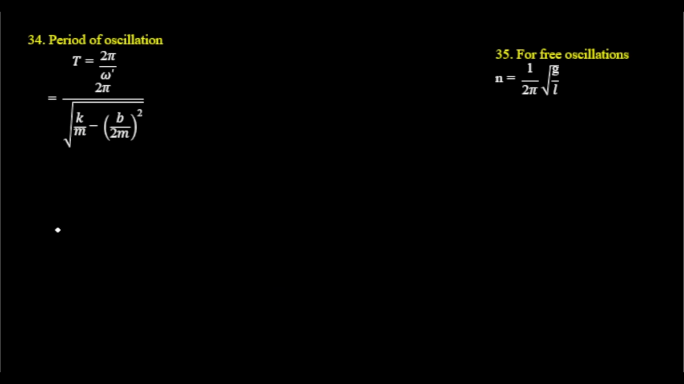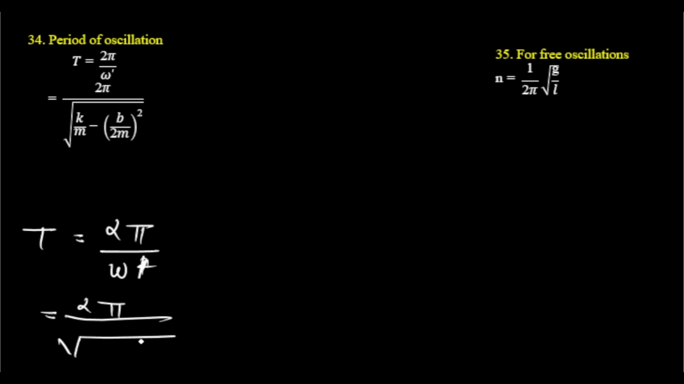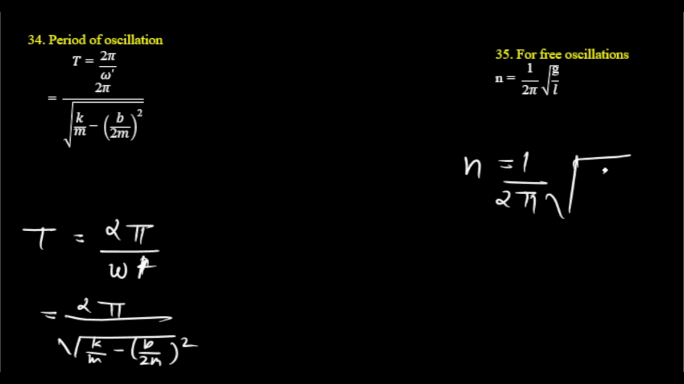Period of oscillation T is equal to 2 pi by omega dash. So we get T is equal to 2 pi divided by root of (k by m minus (b by 2m) the whole square). Frequency of oscillation n is equal to 1 by 2 pi root of g by l.